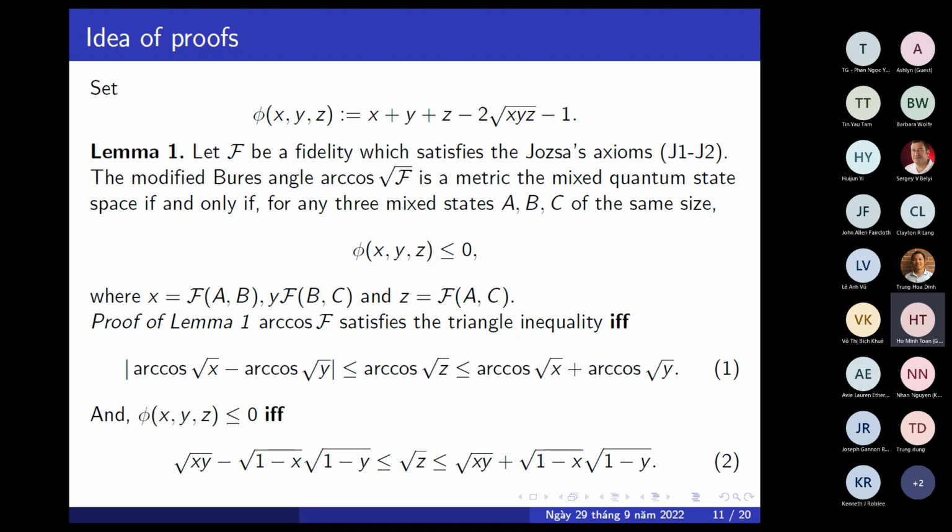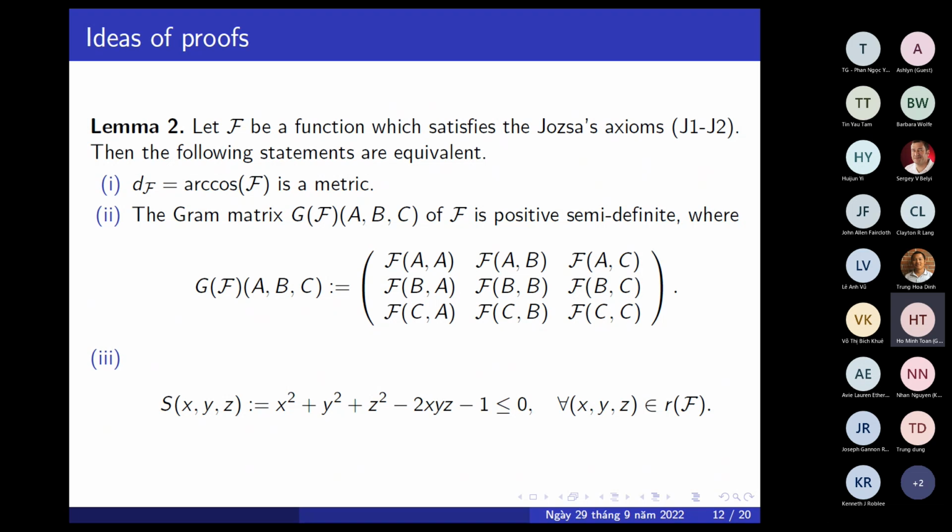Okay, so can you move on? So the second lemma we usually use is that the Gram matrix must be positive semi-definite. So in order to show that the modified Bures angle satisfies the triangle inequality, we must show that the Gram matrix defined in the second condition of Lemma 2 must be positive semi-definite, and it's equivalent to showing that the arccos of F is a metric. As I said, the axioms J1, J2 ensure that the function d_F satisfies the first two conditions of the metric. The only thing left is the triangle inequality.